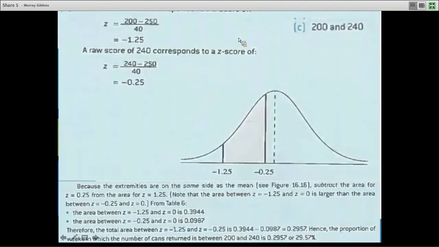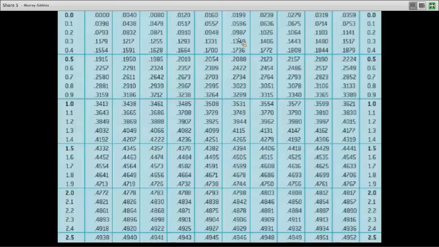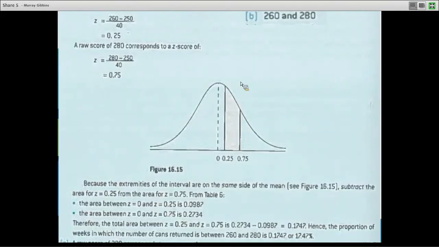0.0987. Just go down to the other one. Oops, I went too far. 0.75, let's have a look at that. 0.75 has an area of 0.2734. So it's handy to just write those two pieces of data down.